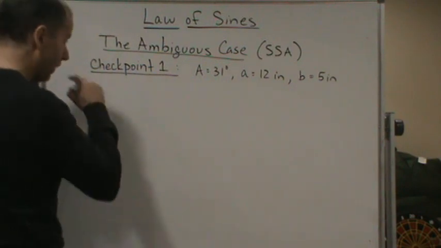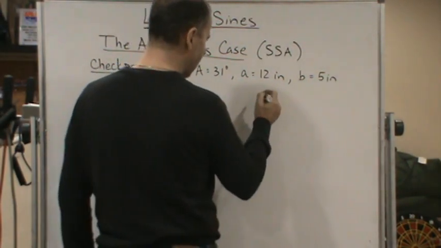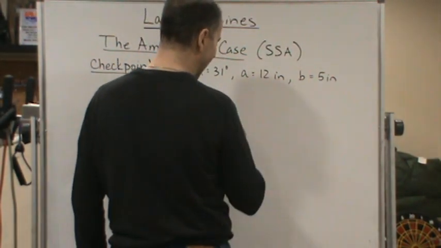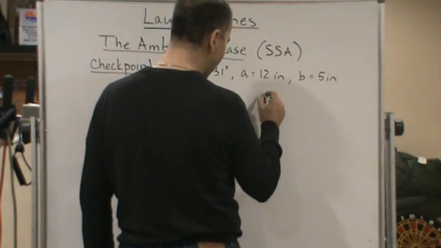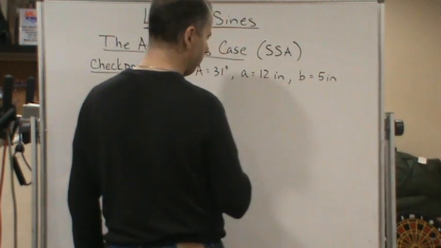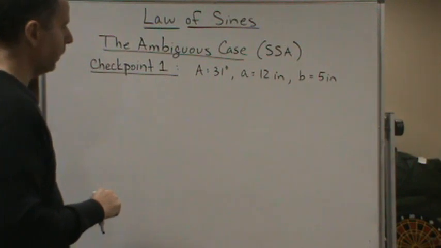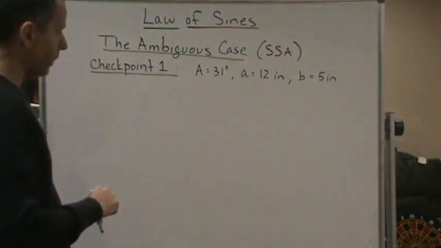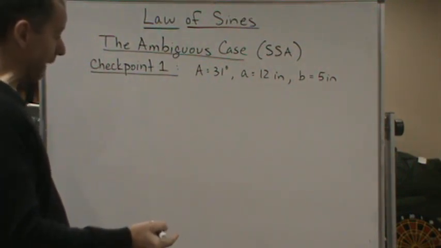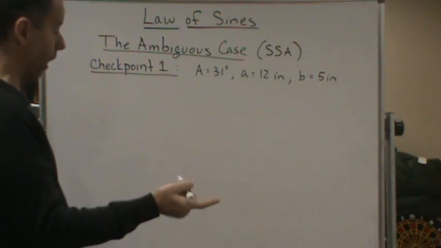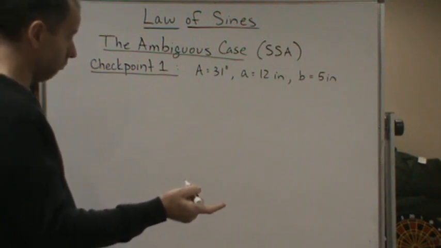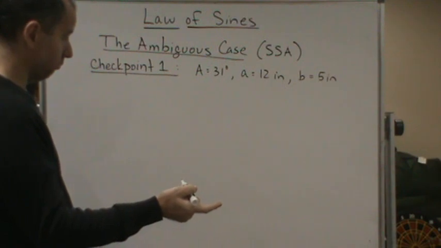All right, here we go. So the first thing I look at is the relationship between A and B. A is bigger than B. Since A is bigger than B, we're going to have one triangle.